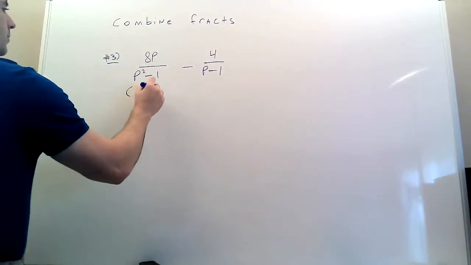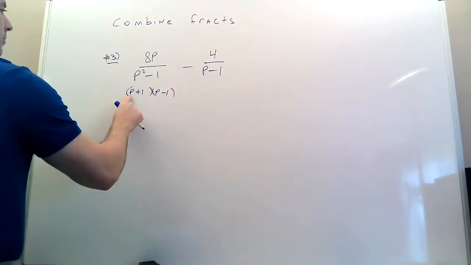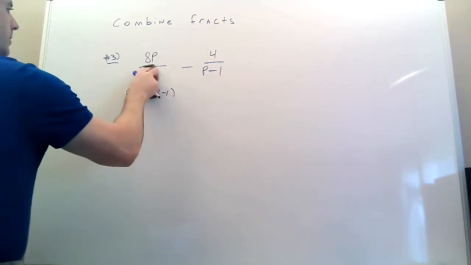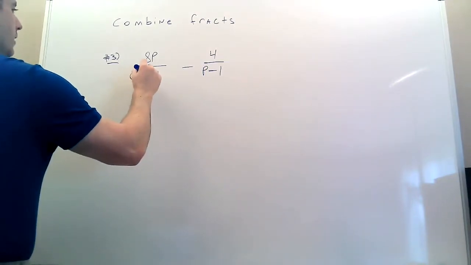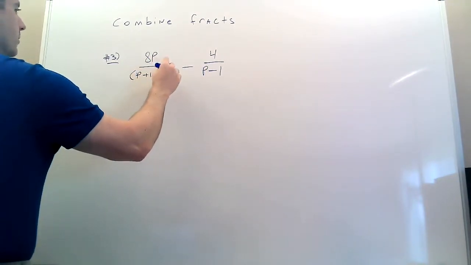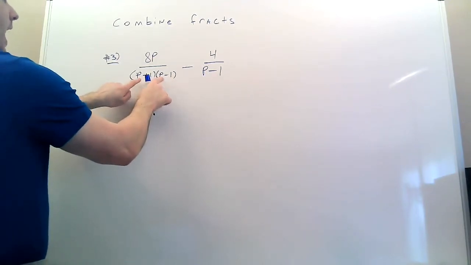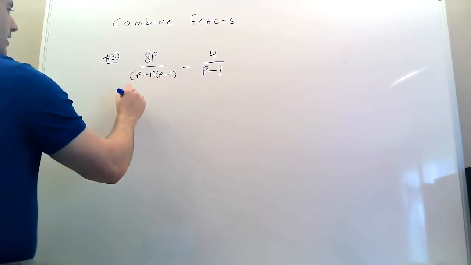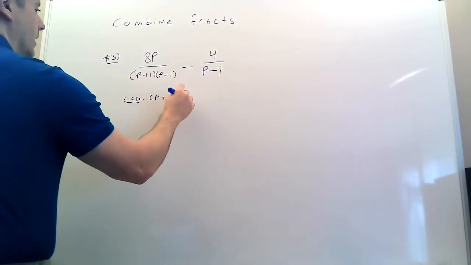So it should be p plus 1, p minus 1, right? Something times itself. There's no middle term, right? Binomial. So let me just write that there and save a little space. So I factor the bottom, difference of squares. Now, there you go. I want my fractions to both look like this. That's my LCD. I'll write it again. It's kind of pointless, but I'm writing it.